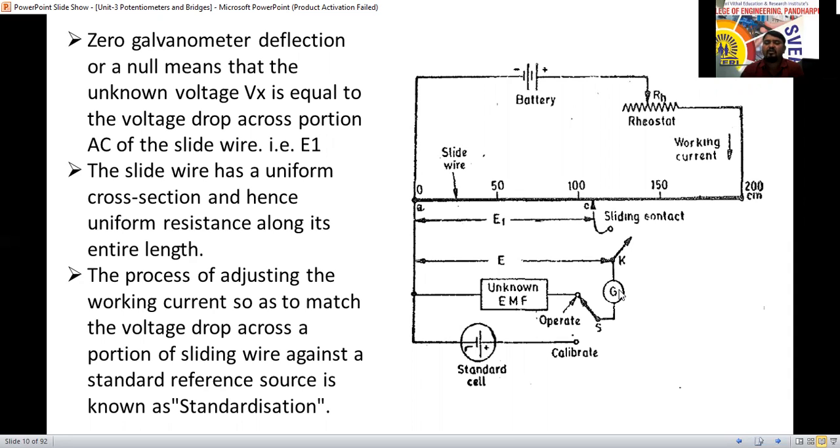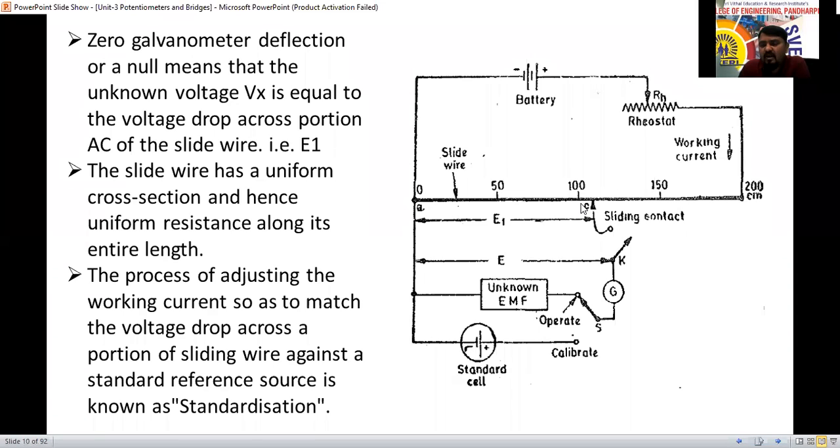Null detector means only current can be measured here. We are using a current meter here. By adjusting this, we will bring this to 0. The process is adjusting the working current by changing the resistance. The length is resistance; resistance is directly proportional to the length. We have proved that.